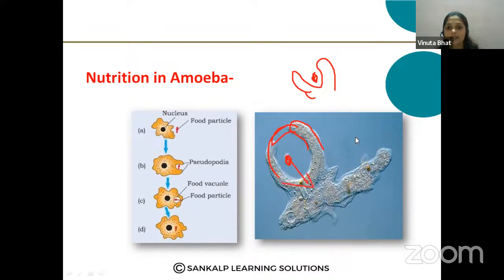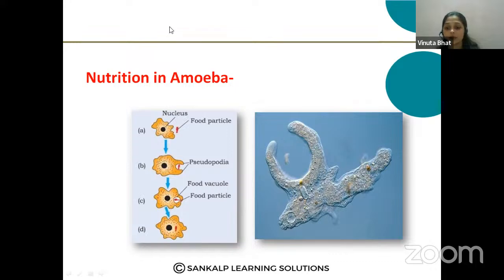So like this, amoeba obtains the food. In this diagram also you can observe, in the first step the food material is outside here, and then in the last step that is inside the amoeba's body, right? So after getting inside the amoeba's body, the food material will get digested in the food vacuole and excreted by the body surface. So this is how the digestion takes place in the amoeba.